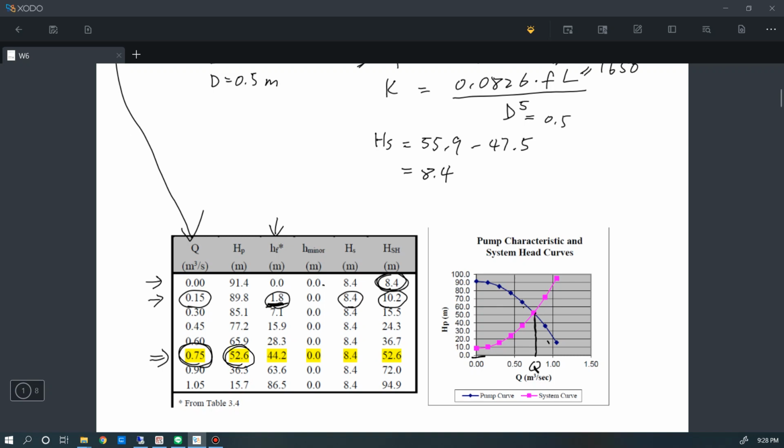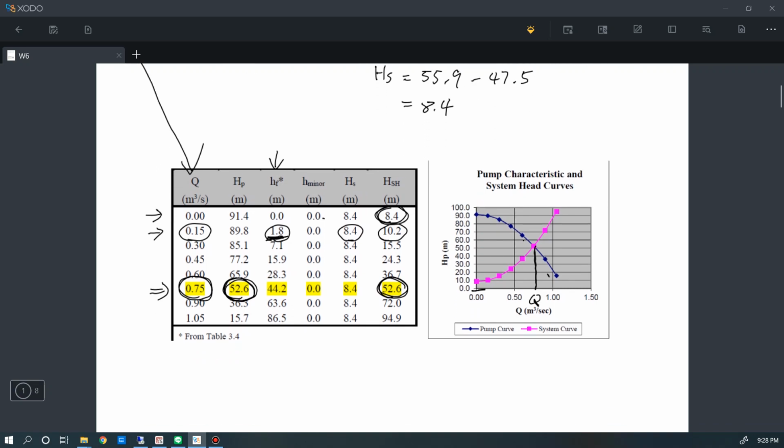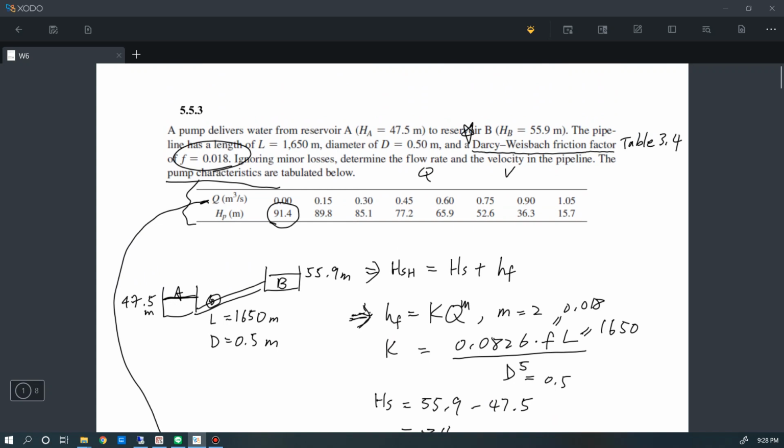The energy provided by the pump is equal to the total energy that we need to transfer the water from reservoir A to reservoir B. Okay, so now we already answered the first question.